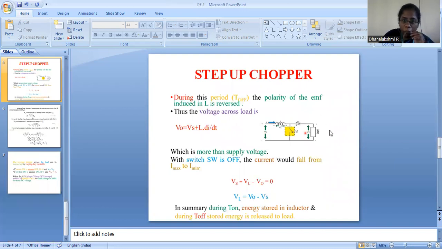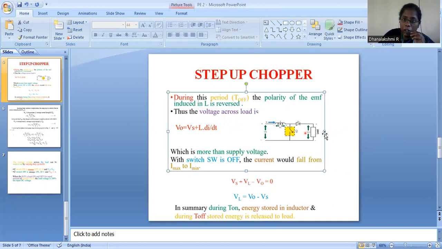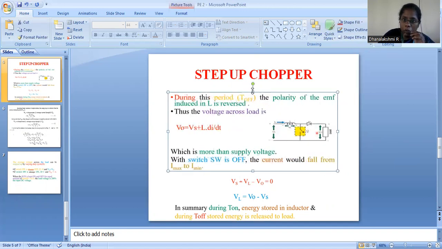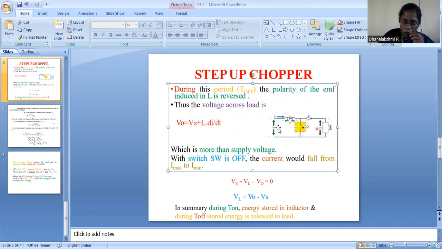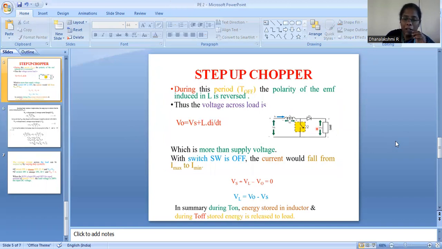And during the off period, the source voltage along with the inductor voltage is now delivered to the load. So that's why you can see that V naught, the output voltage, is Vs plus the inductor voltage. That's why the voltage is stepped up, because the voltage is now given from the source along with the inductor. So the output voltage V naught equals the source voltage plus the inductor voltage. That's why we call it a boost voltage.